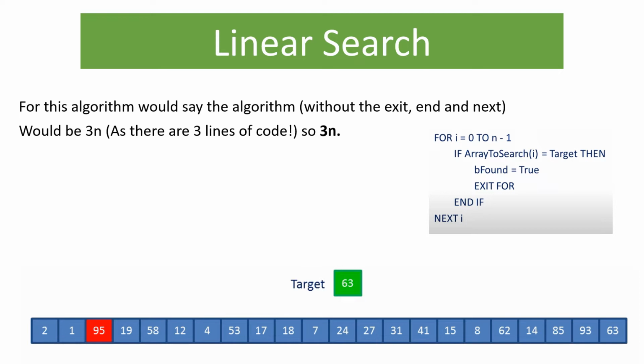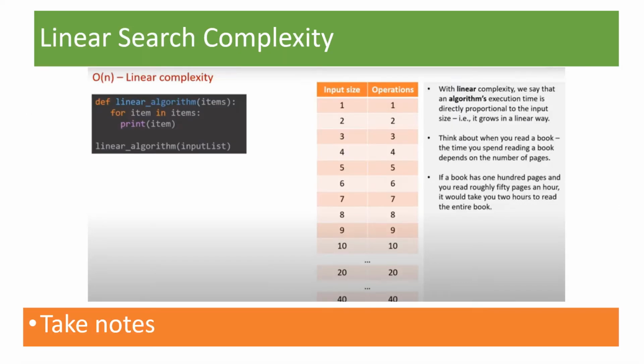That is because we had 3 lines of code which could be repeated if we forget the exit and end and next i. So this is our big O complexity of O(n), or linear complexity. So you now need to explain in your notes what linear complexity is.